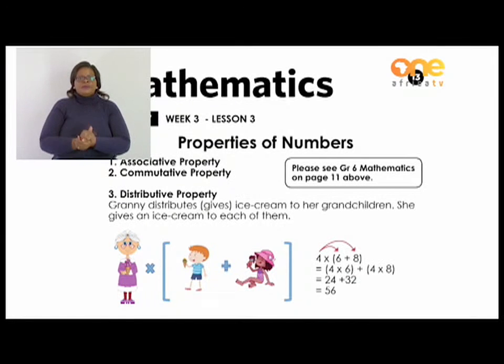Granny distributes, or let's say gives, ice cream to her grandchildren. She gives an ice cream to each of them. Now if you look at the pictures, you can see the granny there. She's giving some ice creams to the children. There are 2 inside the brackets. So in a mathematical way, that can also be explained using that example which is there. 4 times 6 plus 8, and in that manner 6 plus 8 can also be inside the brackets. So to distribute 4 to those numbers inside the bracket, you can expand and say 4 times 6 and 4 times 8 until you get to the answer.